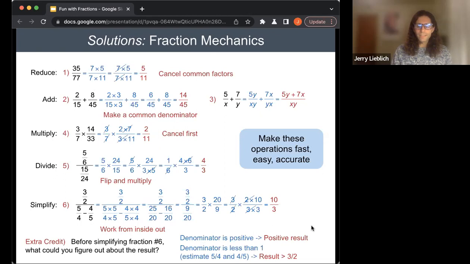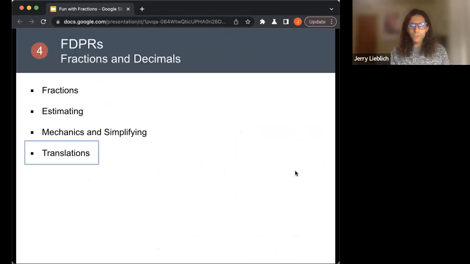Any questions about these? Great. So let's work towards GRE problems.